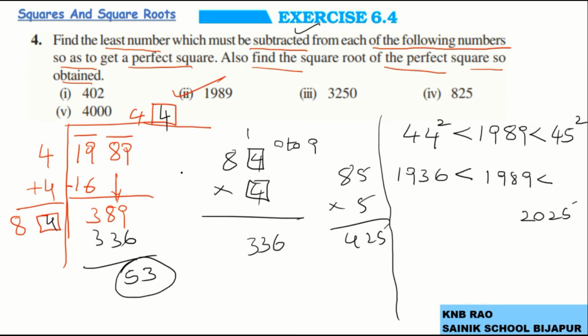So this is how we think and we write working steps. I have already taught you how to write working steps for such questions. The least number that must be subtracted from the given number to make it a perfect square is 53. Therefore the perfect square so obtained will be 1989 minus 53 is 1936, and square root of it is 44. So that's how we write working steps. I hope you have understood. You can write the working steps for such questions.